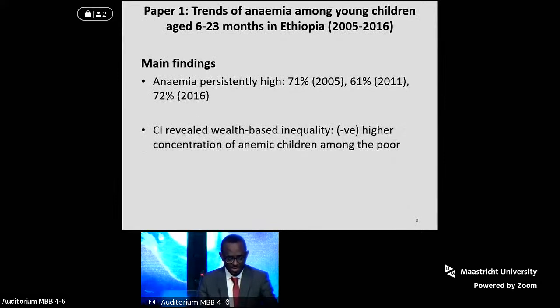The most important findings of the first paper were, one, anemia is persistently high throughout the study period. It was 71% in 2005, and it is still 72% after 11 years in 2016. So there is no sign of reduction of anemia in this age group. And the concentration index revealed there is a wealth-based inequality, meaning a higher concentration of anemia among children occurs in the poorest group. This disproportionately high frequency of anemia among poor households may be due to a variety of factors. For example, higher-income households consume more iron-rich foods such as meat, and another factor would be that households of low socioeconomic status have lesser coverage of maternal and child health services.